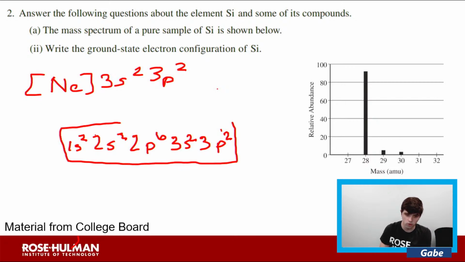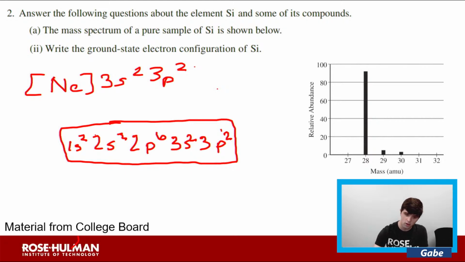I will note that there's also another acceptable answer, which I've already written up here, and that is, you can see that we have the ending 3s squared, 3p squared, but we have this neon right here. And this is a shortcut that we tend to use in chemistry for electron configuration whenever an element is really far down and we don't want to write a really long chain of the electron configuration. So we find the nearest noble gas and we put it in brackets, and then we continue.